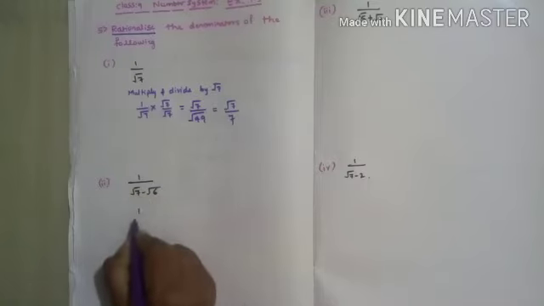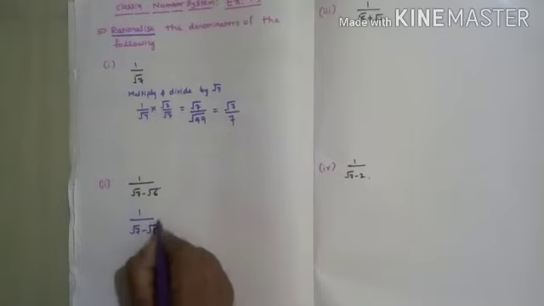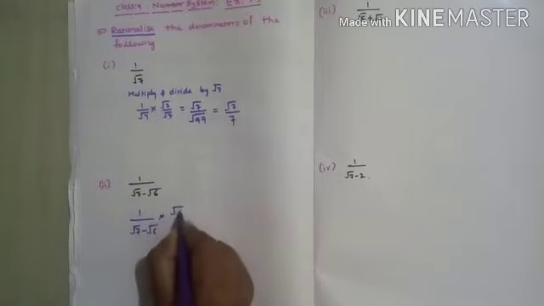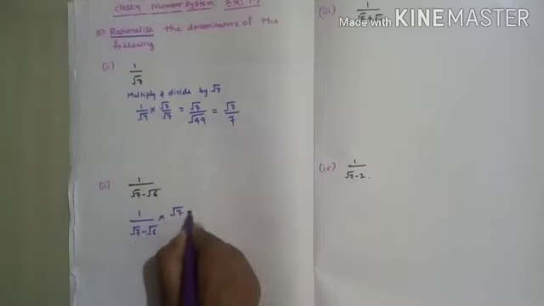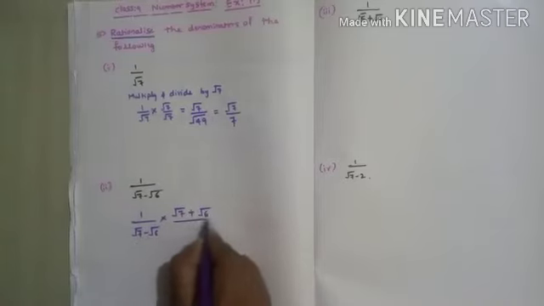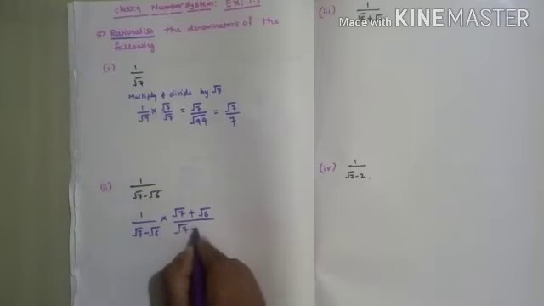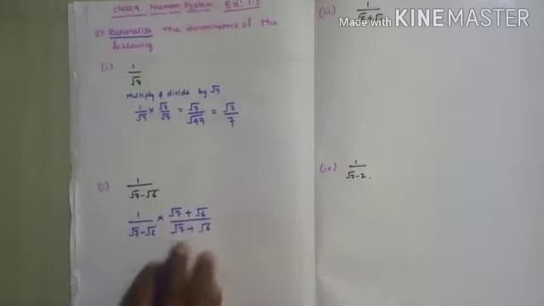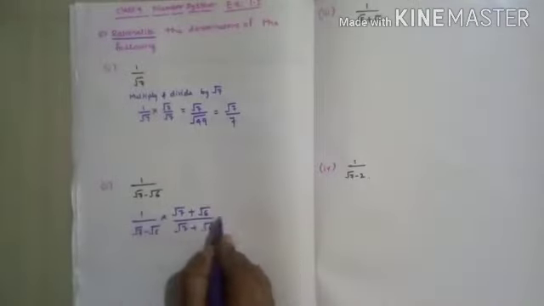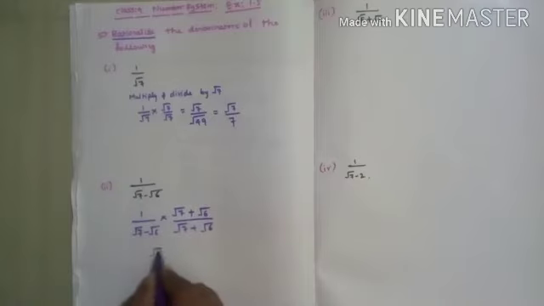I will solve it. 1 divided by root 7 minus root 6, you have to multiply and divide by the rationalizing factor, root 7 plus root 6 divided by root 7 plus root 6. Then only we can rationalize the denominator. Now 1 into root 7 plus root 6 is the same, root 7 plus root 6.